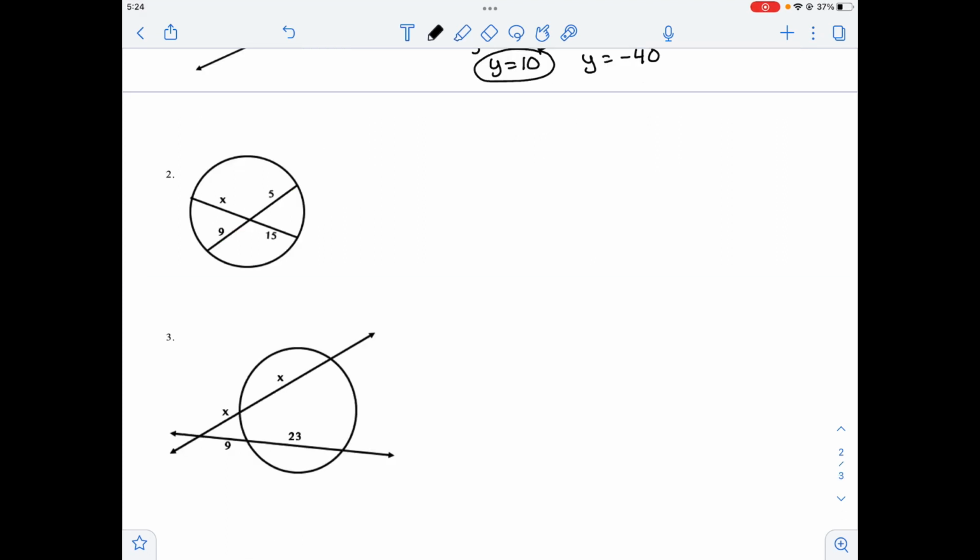Let's look at number 2. This is a chord. So remember, with a chord we take the same segment on both sides. So we have an x and a 15, and we have the 9 and 5, and those get multiplied together and set equal. So 9 times 5 would be equal to 15 times x. So we have 45 is equal to 15x. So x is 3.